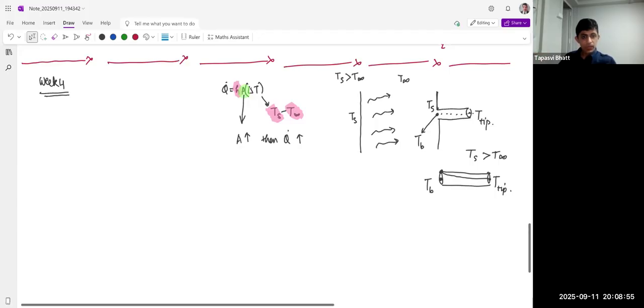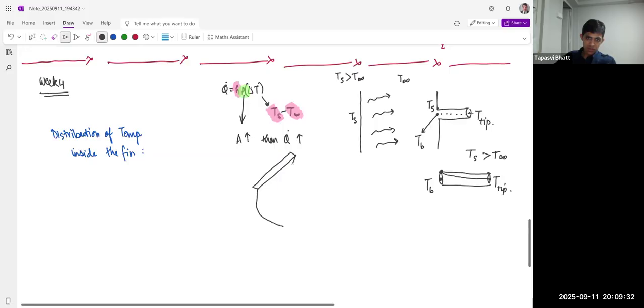Now, what is the distribution of temperature inside the fin? What people usually do is calculate it. I'm not going to actually calculate and show you guys, but just in very short, if I can draw nicely.